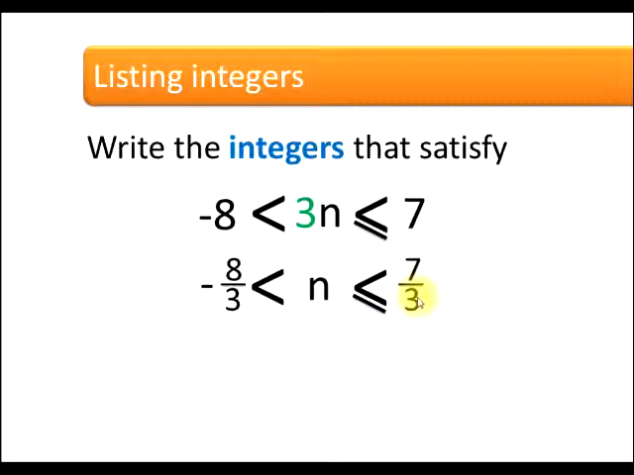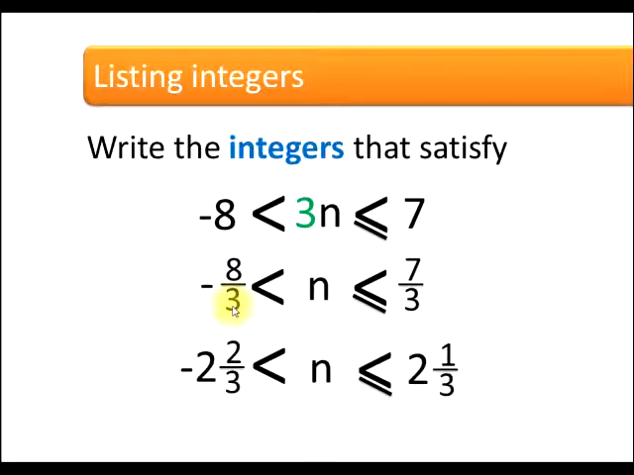as a mixed fraction. So how many 3's are there in 7? 2 and 1 left over. And how many 3's are there in 8? 2 with 2 left over. So this line here isn't exactly the same as this one, apart from we've converted the fraction to something a bit easier to understand.